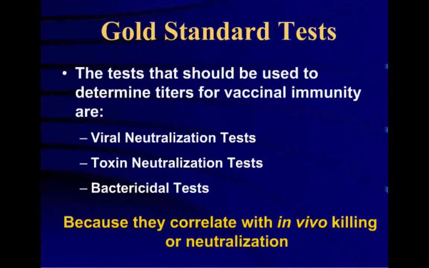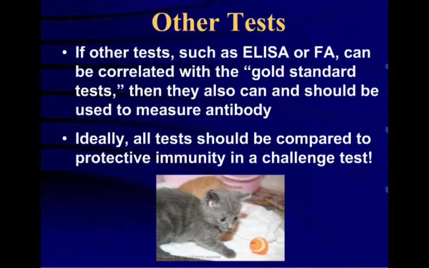Now, the tests that should be used to determine titers for vaccinal immunity are viral neutralization, toxin neutralization, and bactericidal tests, because they correlate with in vivo killing. So you always want to find something as your gold standard that correlates with that protection, killing, inhibition of replication, etc.